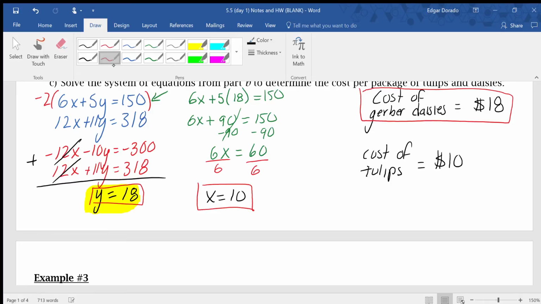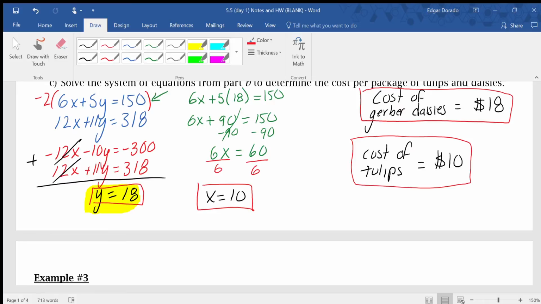That would be $10. Okay, so my cost of Gerber daisies is $18. Cost of tulips is $10. So this is the cost per package of Gerber daisies and the cost per package of tulips.